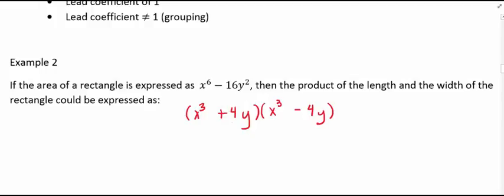And again, if you wanted to double check with double distribution, we'd have x to the sixth. We would have a negative 4x cubed y and a positive 4x cubed y that would cancel. And then we have a minus 16y squared. So there's our answer. Please stay tuned for the question that follows.